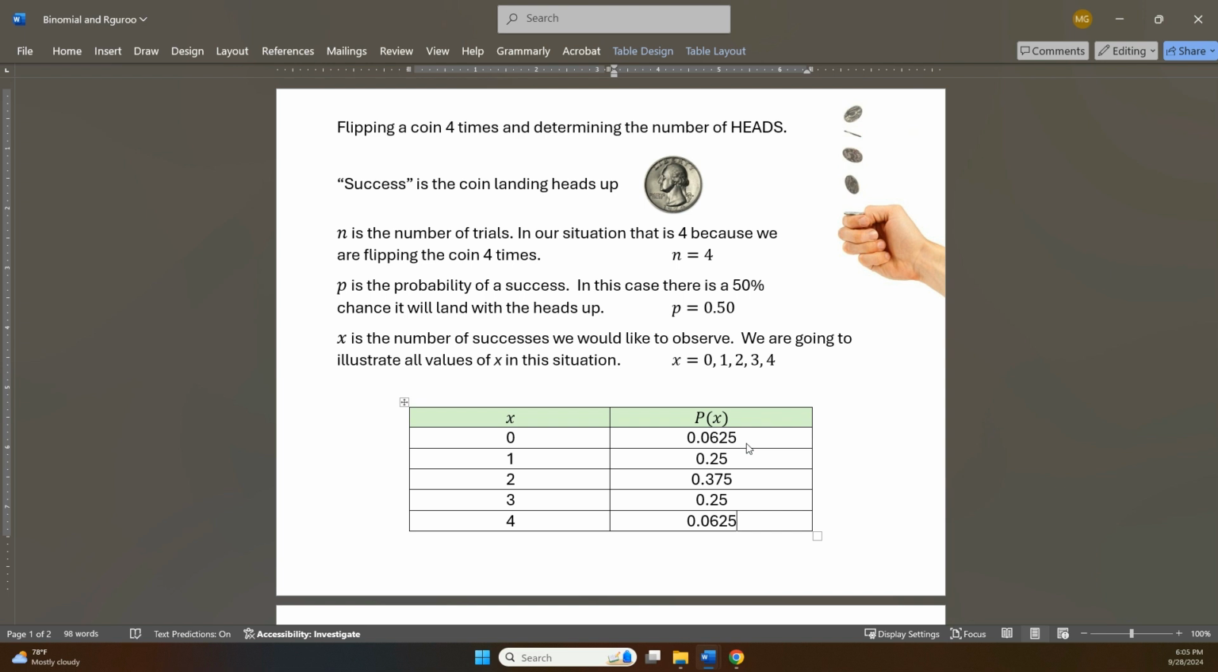So this is our probability model that does a nice job with the situation above. If you notice, if I add all of these 5 probabilities together, they will indeed sum to 1, making this our legit binomial probability model for our situation.